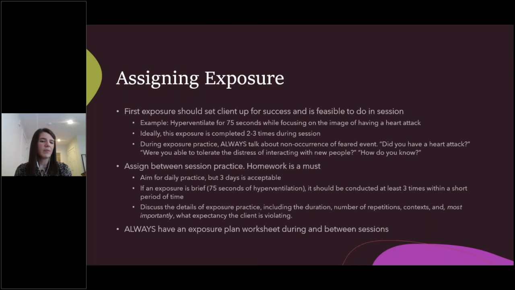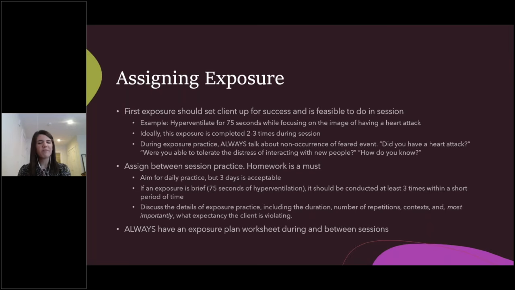And always assign between session practice because homework is a must. We know that homework directly relates to outcome. I would give clients examples of why homework is so important. Sometimes I give an example of learning to play a musical instrument. If you want to learn to play the violin and you practice once a week, great, you're going to learn how to play the violin. It's going to be a lot slower though than if you practice multiple times throughout the week.